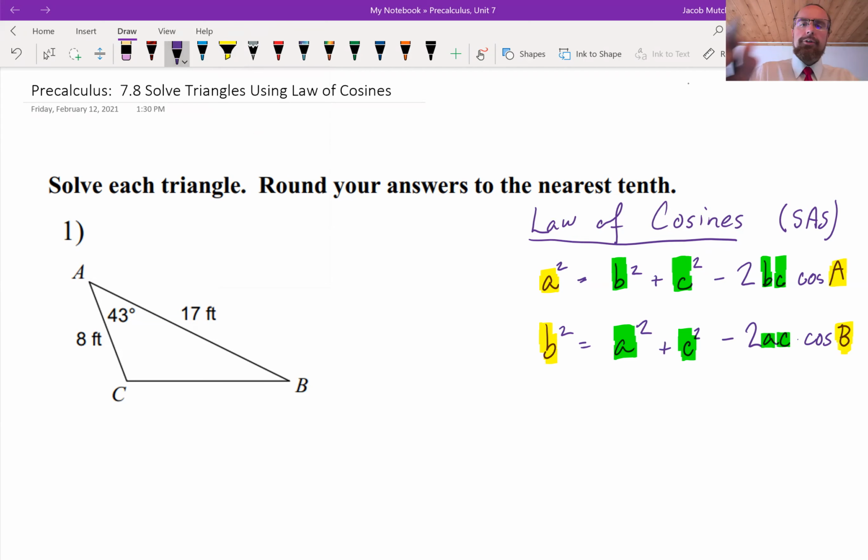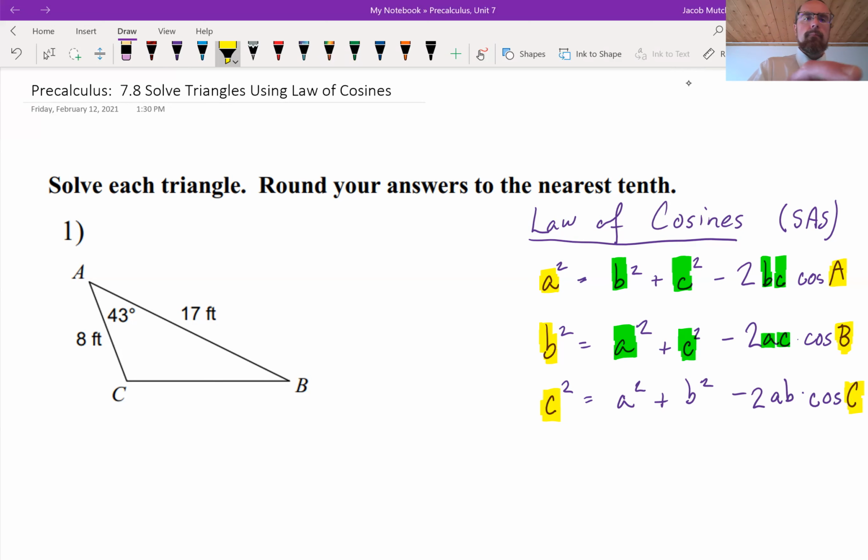So just using that pattern, you can probably predict this third version. C squared equals, in fact, I should put A squared first just to keep it alphabetical, A squared plus B squared minus 2. See if you can predict it. Good. AB times cosine of angle C. And that's really our go-to if the type of information I have on my triangle involves two sides and the angle that falls in between them.